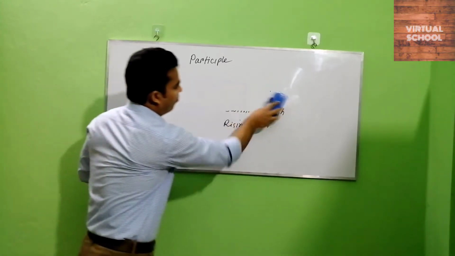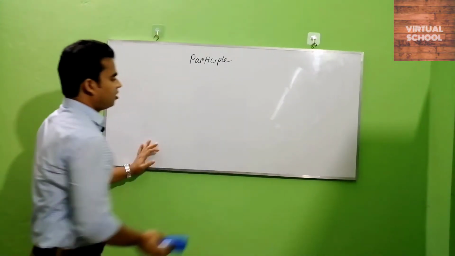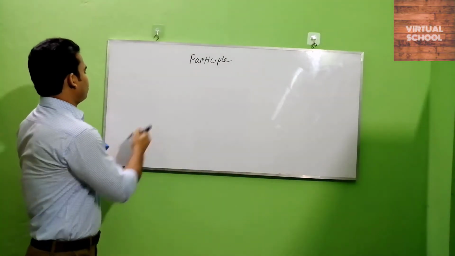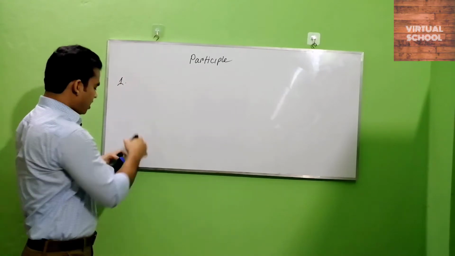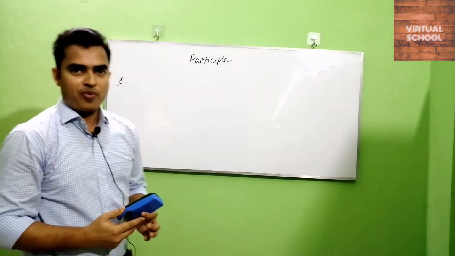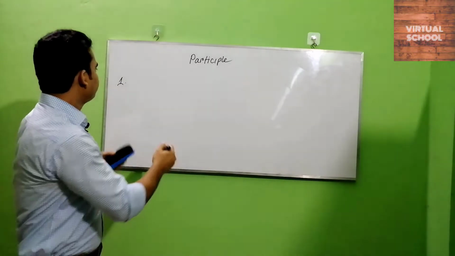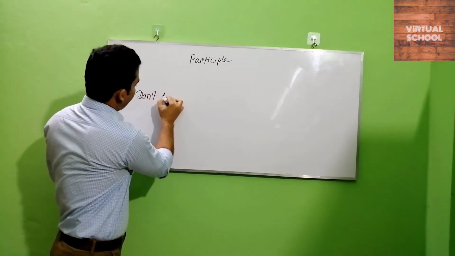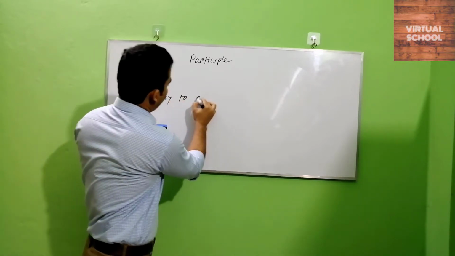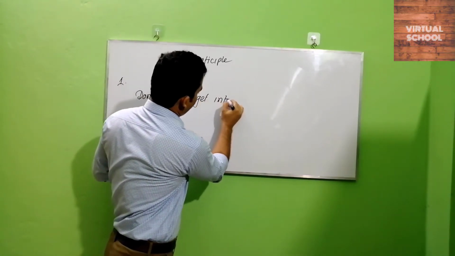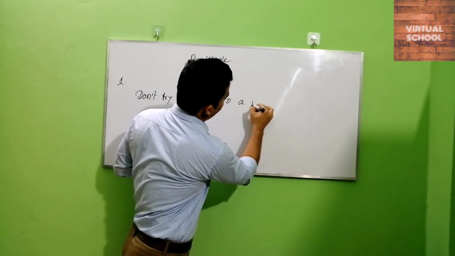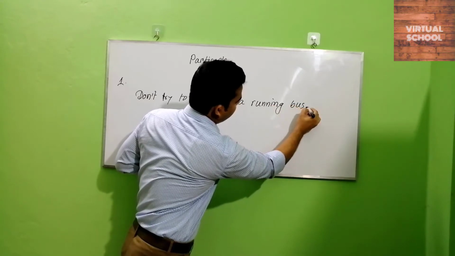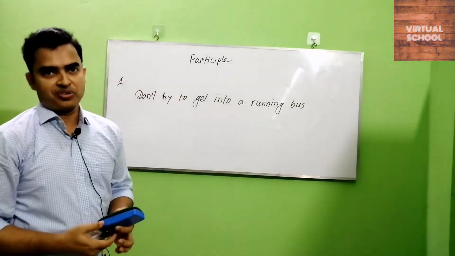Let's see some more characteristics of present participle. What a present participle can be. A present participle can modify a noun. Here, if I say, don't try to get into a running bus. Don't try to get into a running bus.